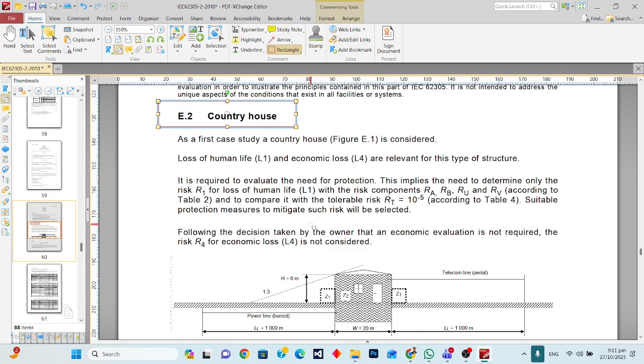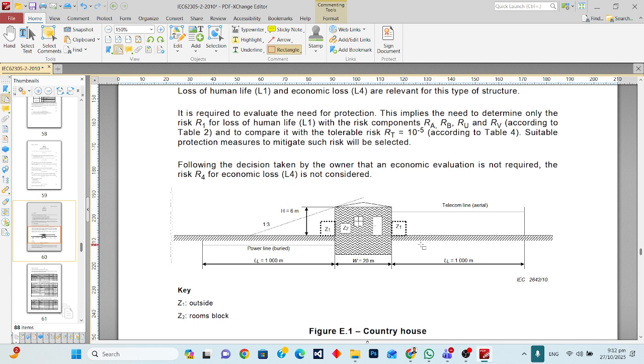You will work on that if in the future you work on any building risk assessment, and hopefully this will give you the reference for the calculations. You will explore it yourself, because I don't have knowledge about that. That is why I'm just showing you that they have given Z1, Z2, which are the outside and roof blocks, and the same RA, RB components we have mentioned. They have also mentioned the tolerable limit.